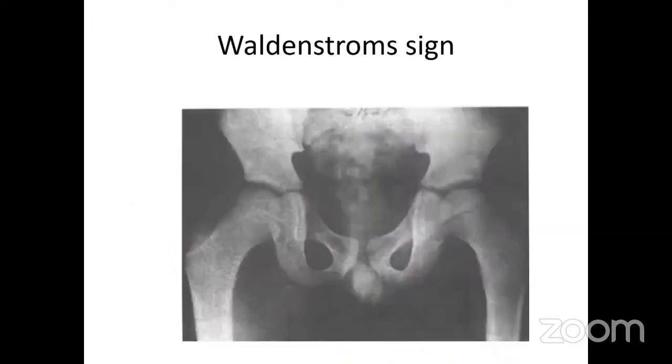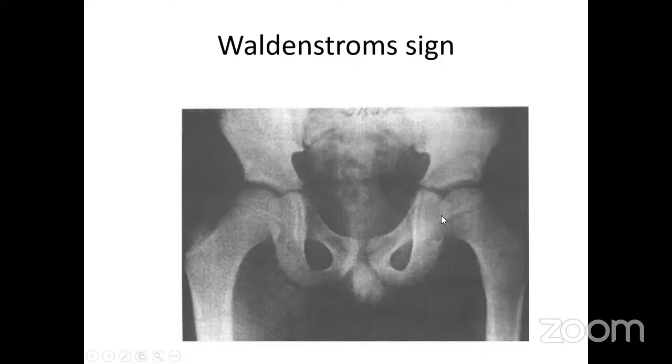Then a very important sign in Perthes disease is the Waldenstrom sign. So what is this Waldenstrom sign? Here you can see that in Perthes disease, there is actually widening of the joint space. Here you can see the joint space is widened when compared with the right side. That is classical of early Perthes disease.